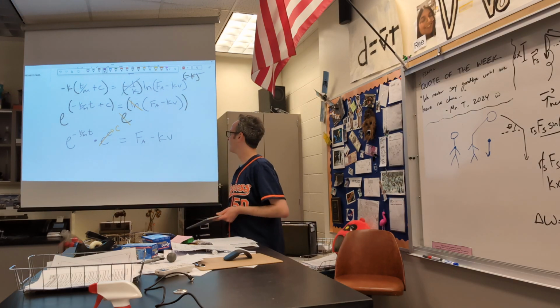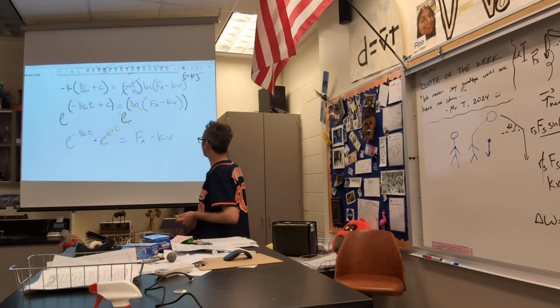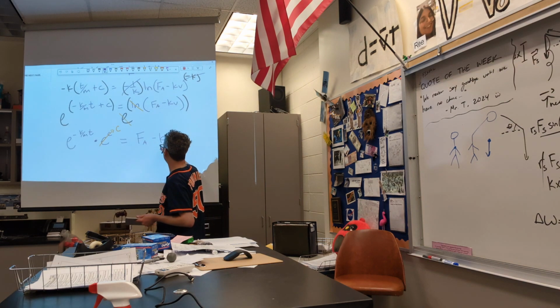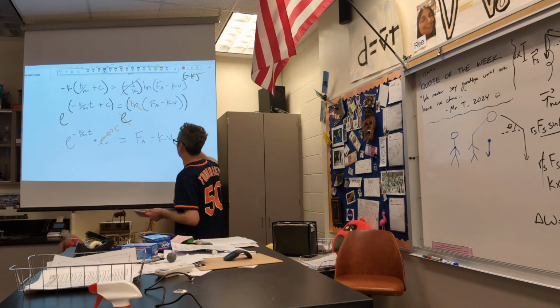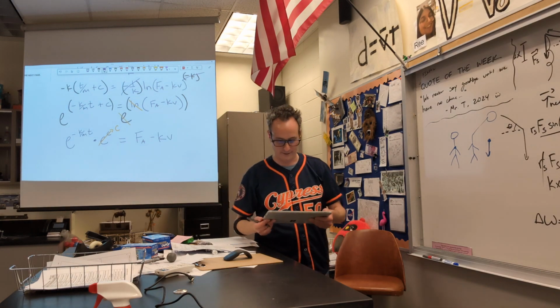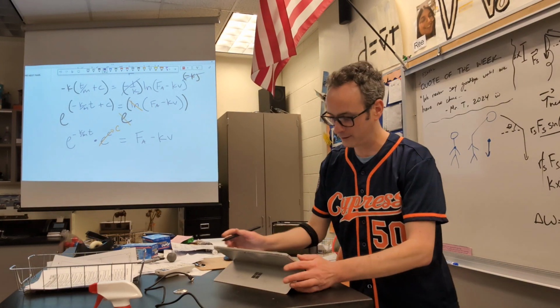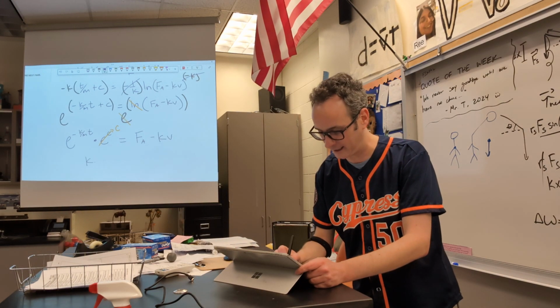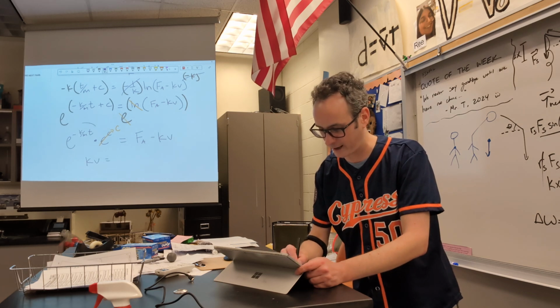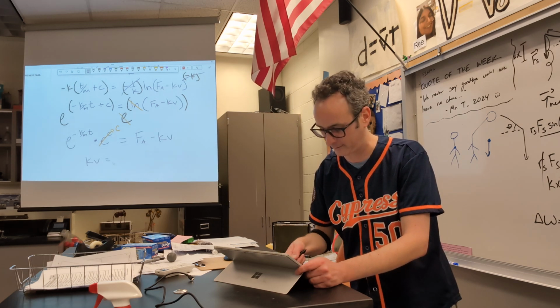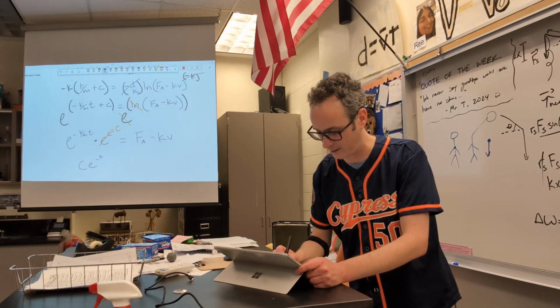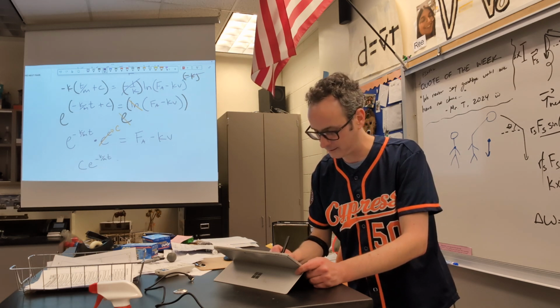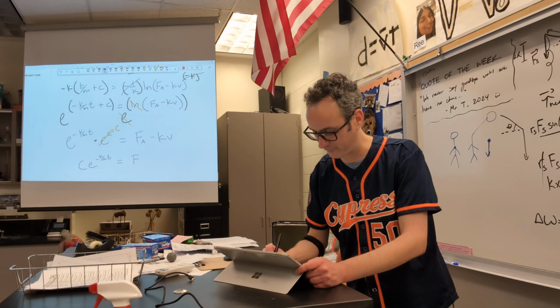So now it's not that bad. I just need to isolate v. I like to add kv and then subtract this. I don't know why, this is the way I like to do it. So I'll add kv. This is going to be kv equals, and then I'll subtract this term. Let's simplify here. So it's going to be C e to the negative k over m t equals fa minus kv.